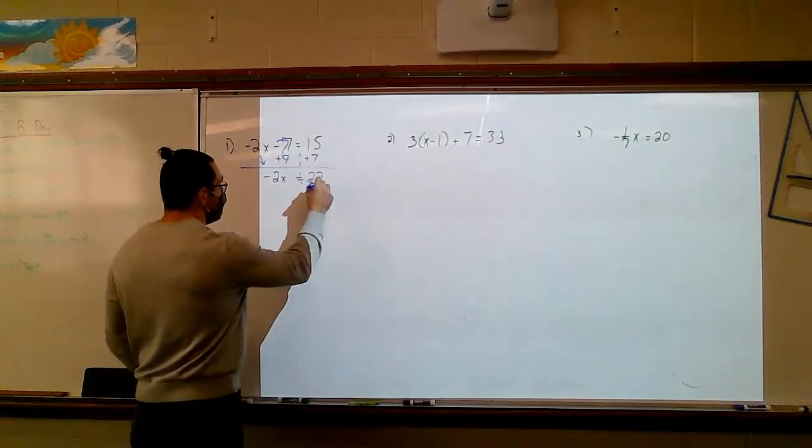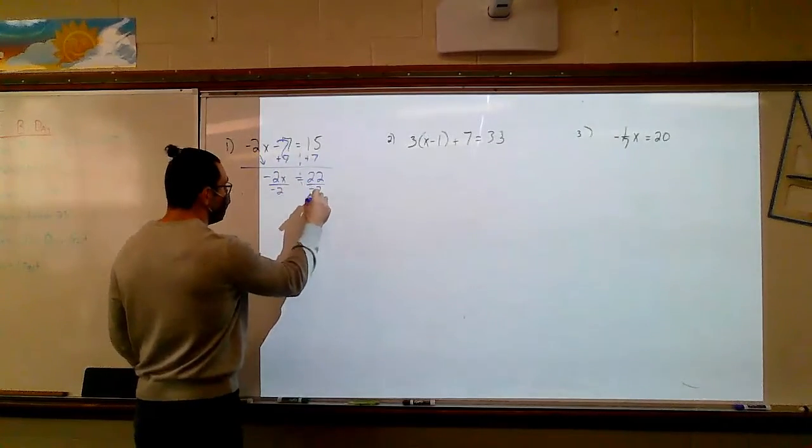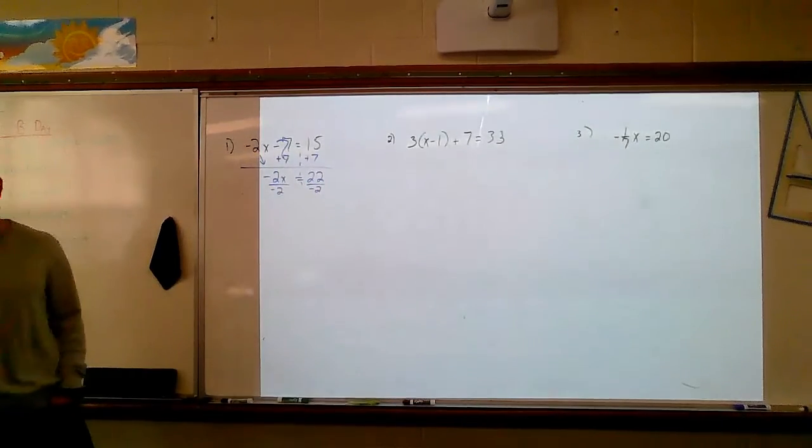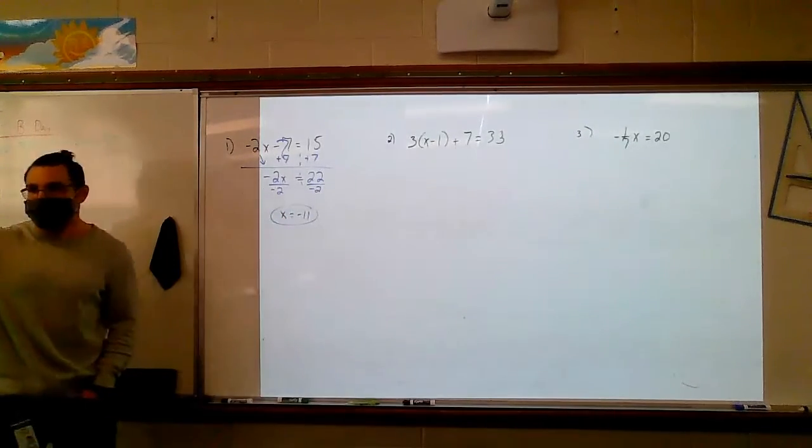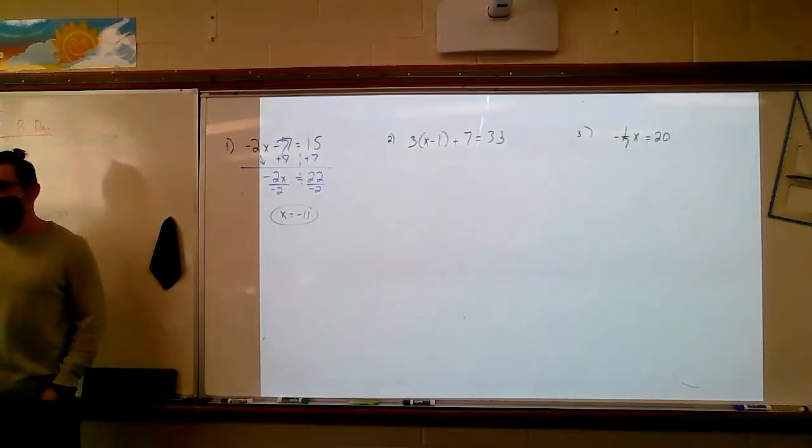15 plus 7 is 22. I divide by -2. That's really the multiplicative inverse. Leaves me with x equals -11. Thumbs up if we got it. I'm hoping that we all got -11.